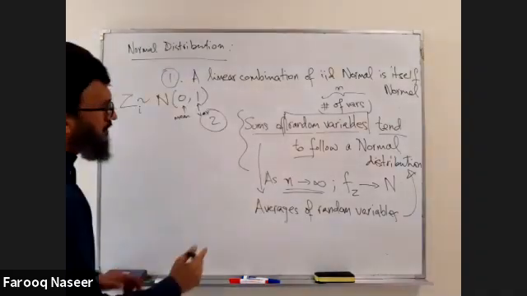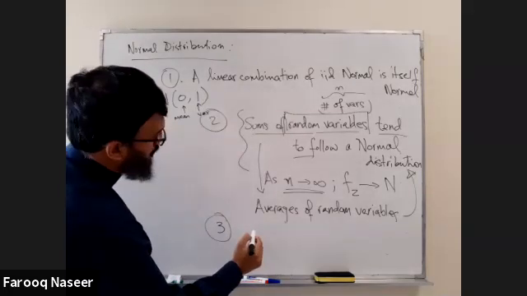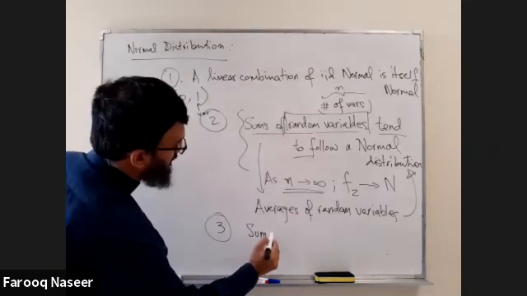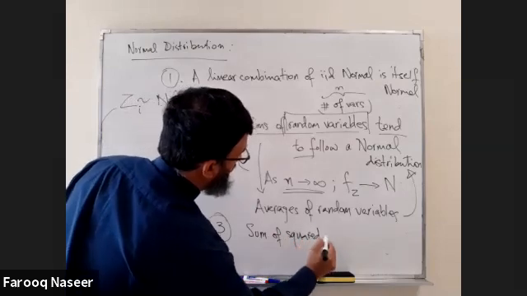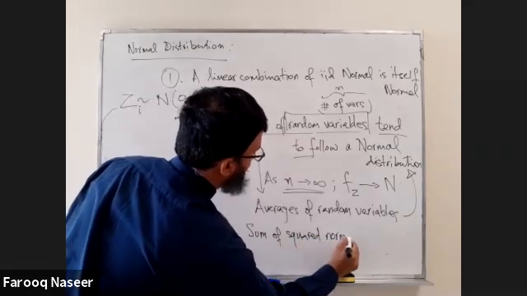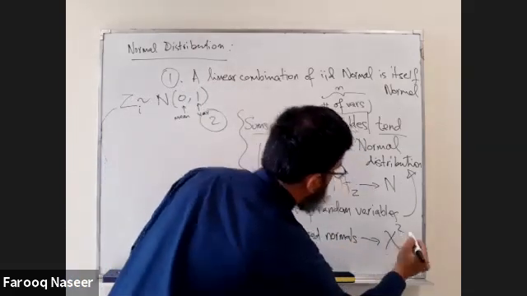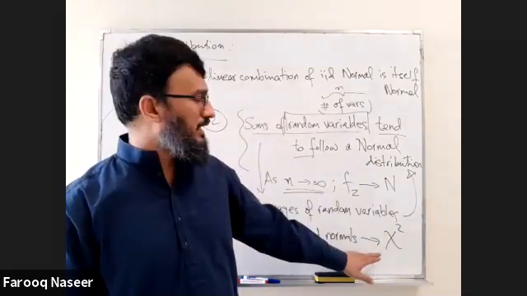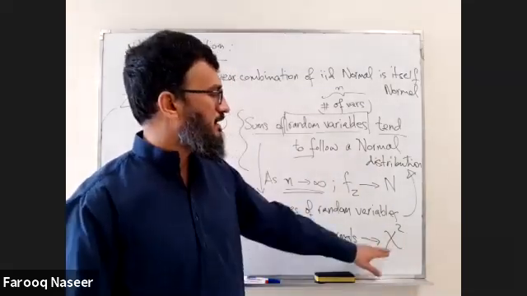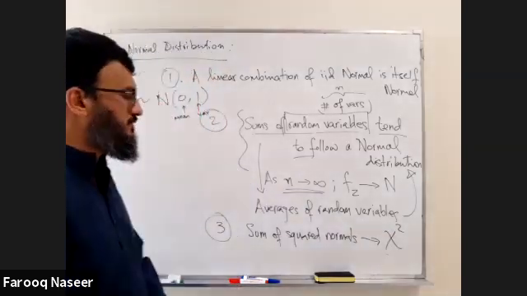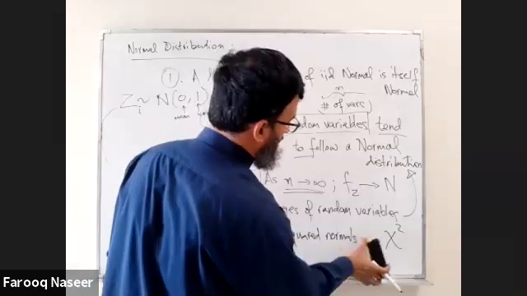So that's the third property. So if you have sum of squared normals, you get a chi-squared. And the usual symbol used for chi-squared is this calligraphic X with a slightly curvy line and a 2 on top for square. Follows a chi-squared distribution.